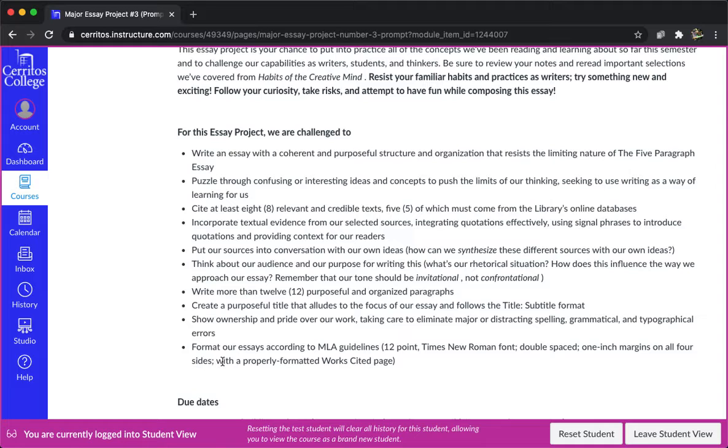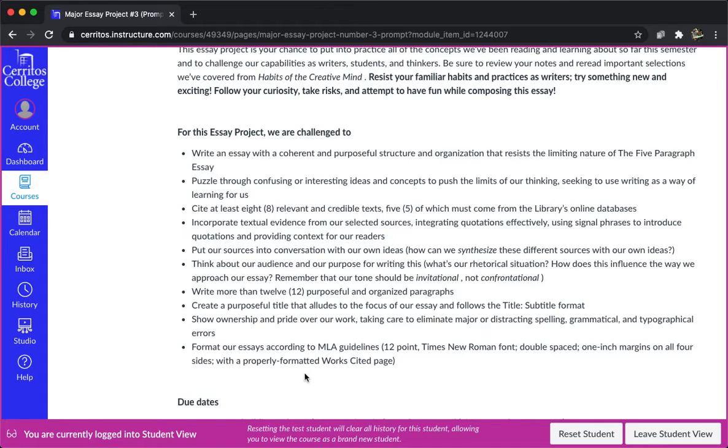And then finally, we're challenged to format our essays according to MLA guidelines. So it should be 12-point Times New Roman font, double-spaced, the entire document, no extra spaces between paragraphs or anything along those lines. The entire document is double-spaced. 1-inch margins on all 4 sides, so top, bottom, left, right, only 1 inch, not bigger than an inch.